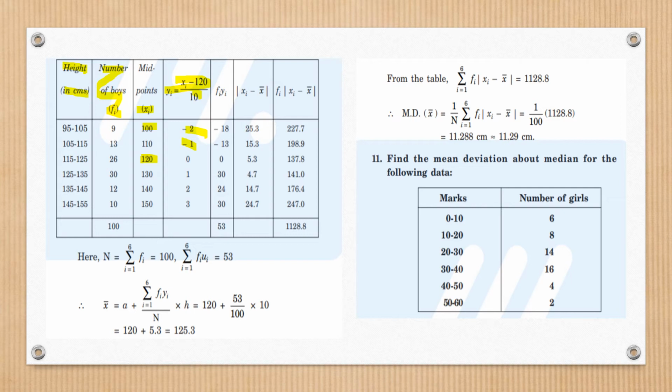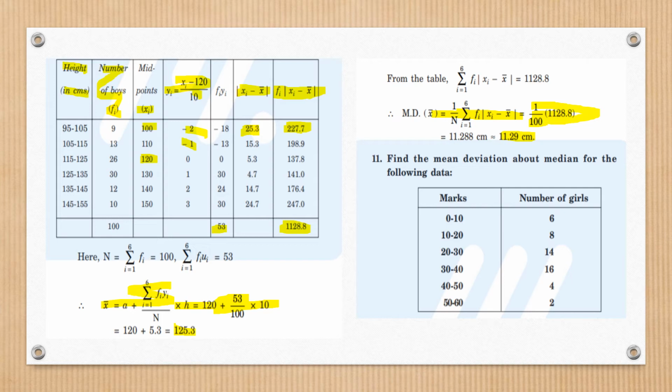Fi times yi, the sum is 53. Now for xi minus x bar, I'll use this formula for finding the mean, and the mean will be 125.3. Then the absolute value of xi minus x bar will come in decimals, so be careful while subtracting decimals. Fi times the absolute value of xi minus x bar, like 227.7, and all other values are like this, the sum being 1128.8. And from the table, by applying the formula, I can calculate 1128.8 divided by 100, that is 11.29 centimeters.